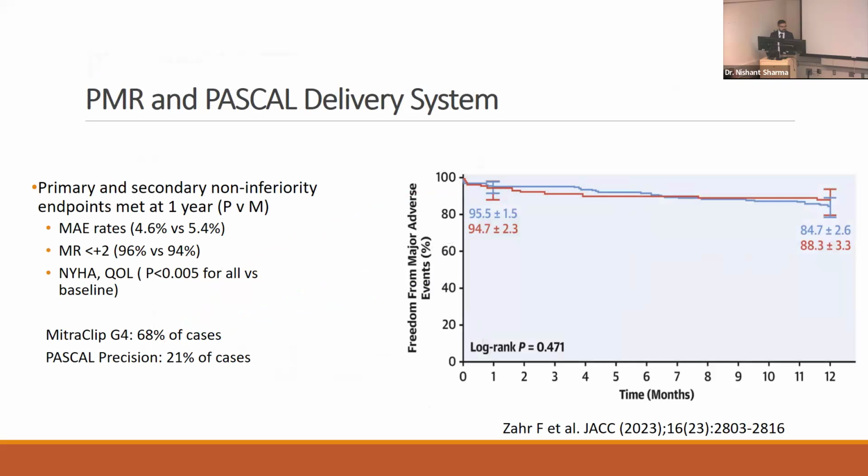Pascal, like I mentioned before, really has maybe an avenue to get into this market with primary MR. So their landmark trial was the CLASP trial, which is a non-inferiority trial, which showed no real difference between Pascal and MitraClip. Interestingly enough, the clip patients were using the current generation G4 in the majority of cases, and Pascal was using their older generation in the majority. So even despite Pascal using an older generation technology, they still had very good comparable results.